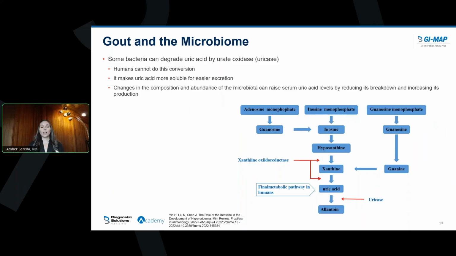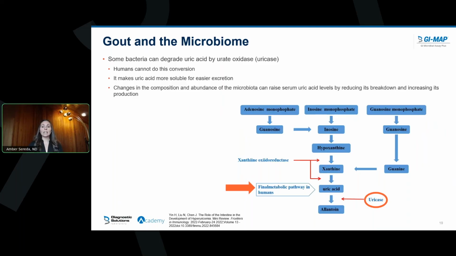So just solidifying some of these connections that we have with gout and the microbiome, I've been talking about some of our bacteria being able to break down uric acid further than we can as humans. And we can see that here. This is the final metabolic pathway in humans, uric acid, and then we have to clear that. But some of our normal flora have this enzyme, which is referred to either as uric oxidase or uricase, which you can see transforms uric acid into allantoin, which is a much more soluble, easier excreted molecule.